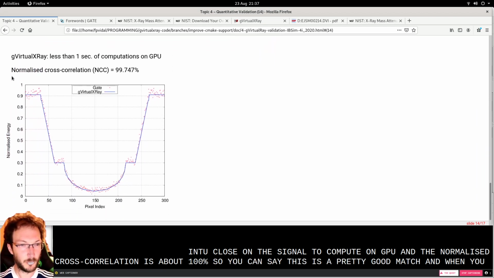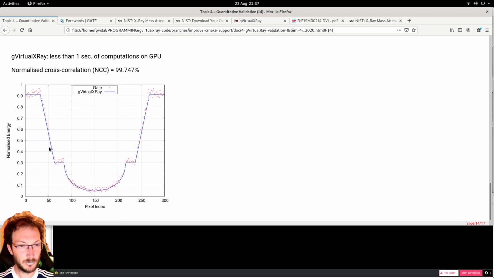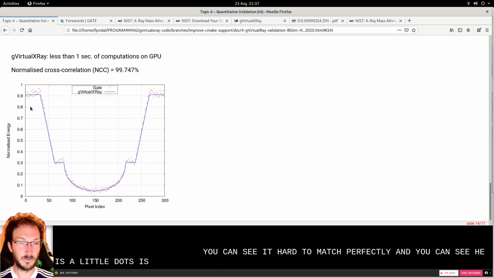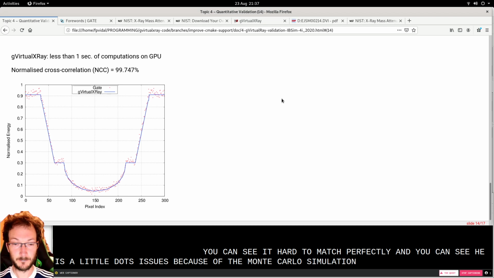And when we plot 2 profiles, you can see that they match perfectly. You can see here a little dot. This is because of the Monte Carlo simulation. So we have to have a bit of that.